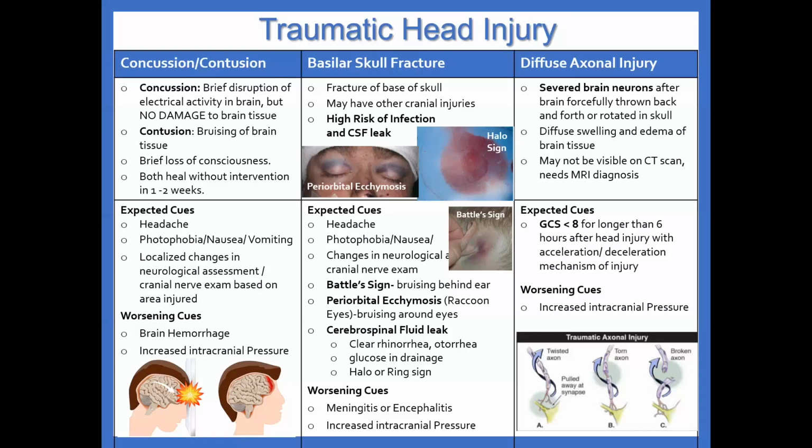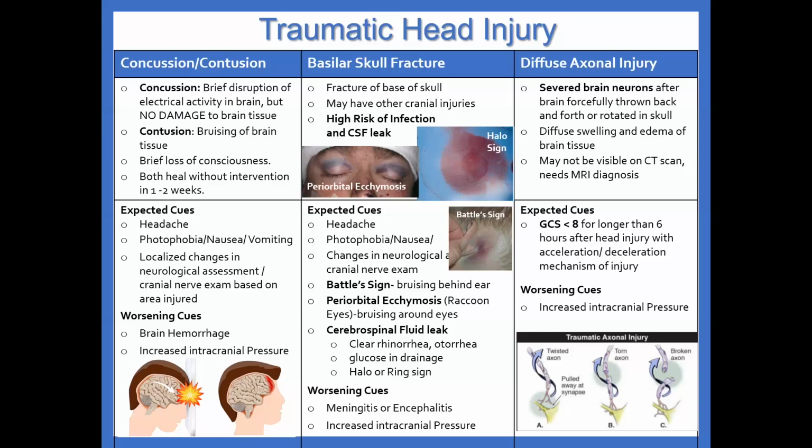No findings on a CT scan or an MRI because no damage happened to the brain. The damage was the electrical activity got stopped for a minute, but then it all restarted again. So it was just a jarring. Concussions do not leave any brain injury behind, but there is a risk that there was a brain injury. A brain injury is called a contusion. That is a bruise on the brain. So they go together. You can have contusions with concussions. You can have concussions with contusions.